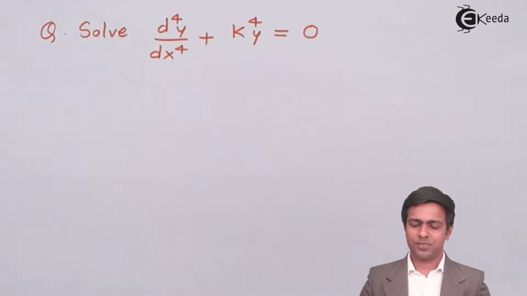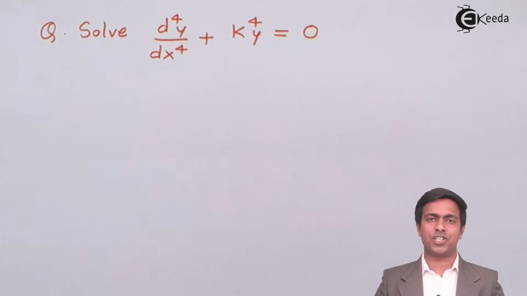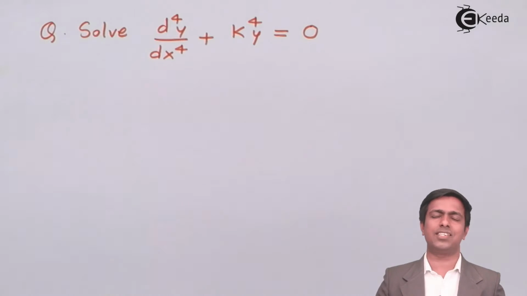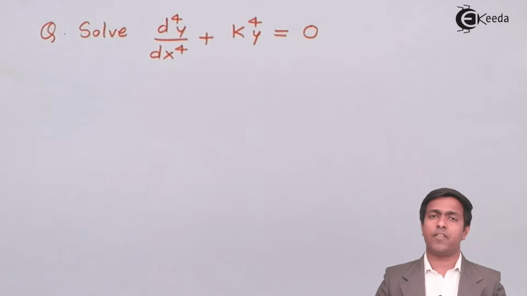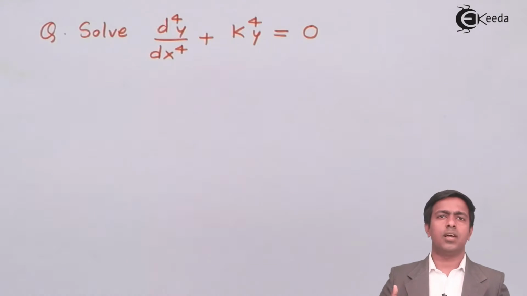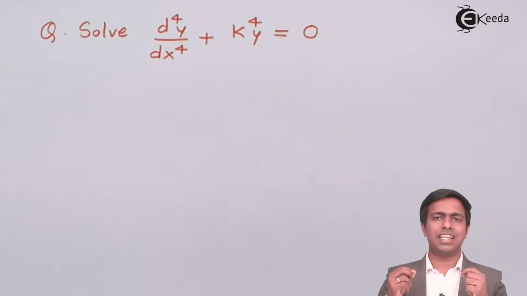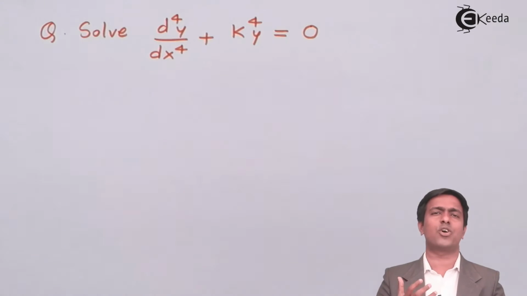So now here we have the equation as d to the power 4y by dx to the power 4 plus k to the power 4 y equal to 0. And guys, here we have to find out the solution. Now since this equation is given in terms of x and y, x is an independent variable and y is a dependent variable, our final answer will be y equal to complementary function plus particular integral, because this is a higher order differential equation with constant coefficient.